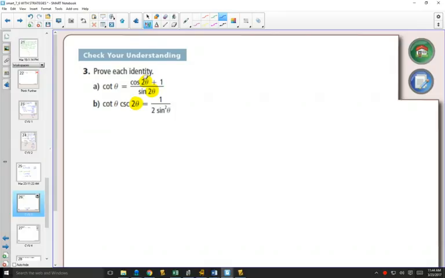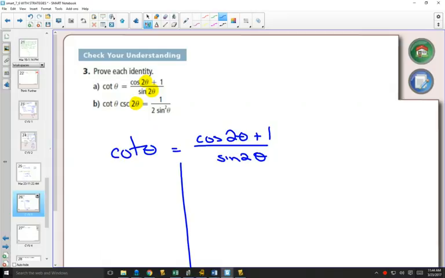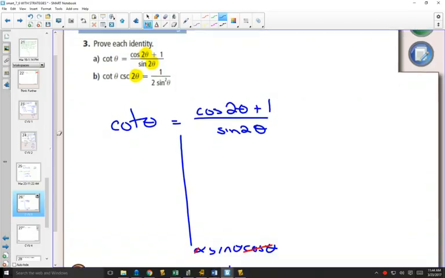So in our first one, again, remember, we set up our proofs by rewriting the question, drawing a line so that we separate our left side and our right side, and then go about changing things.